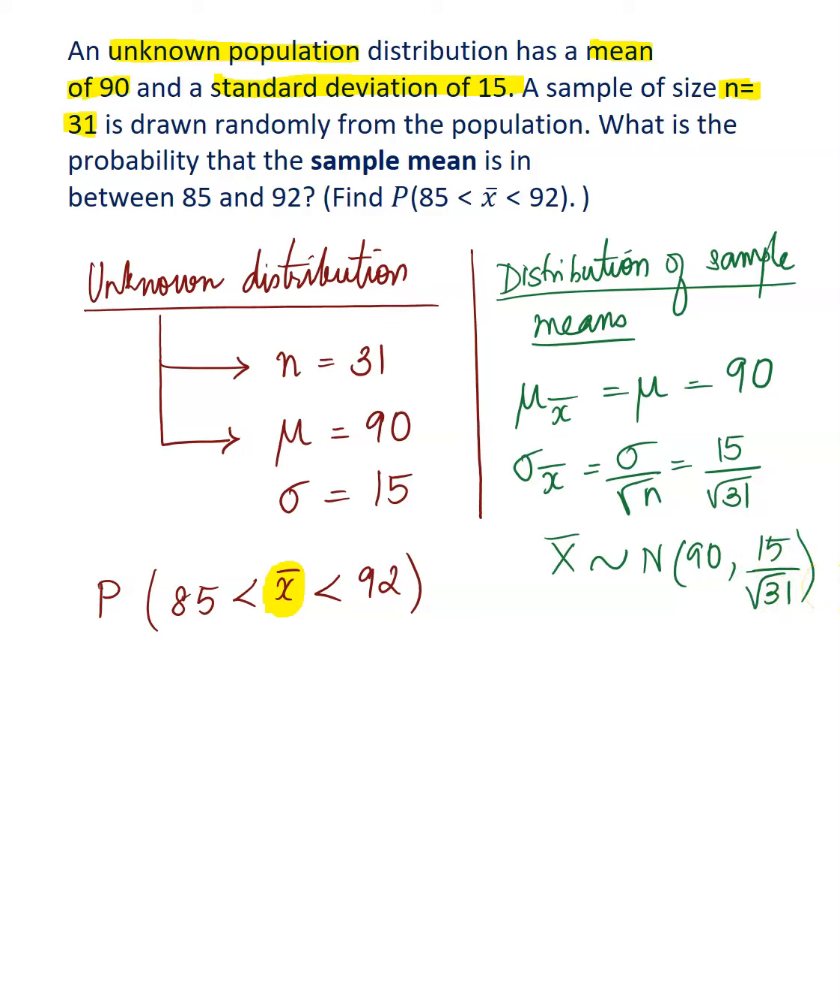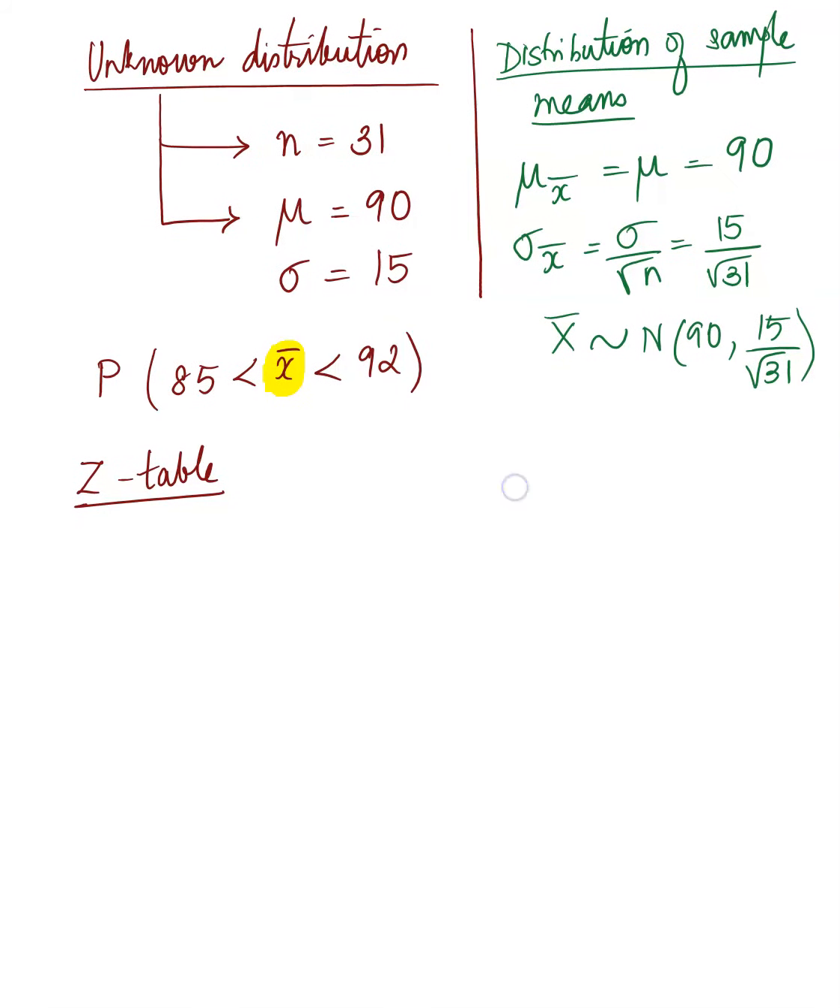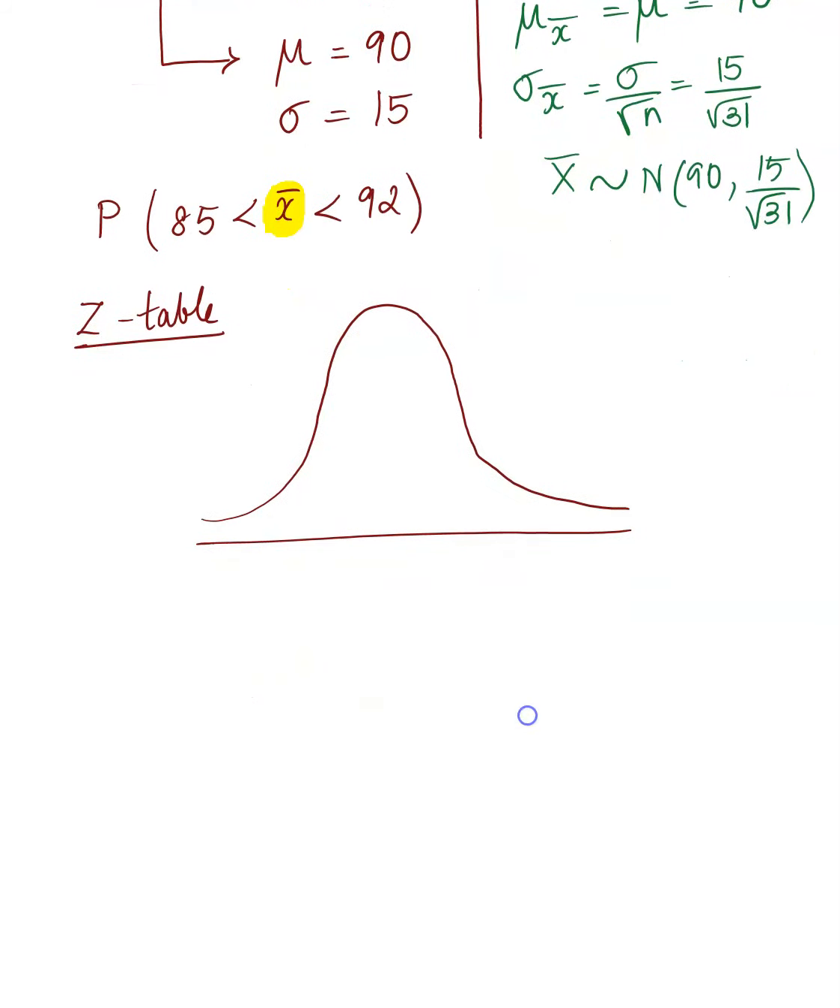Now, if we were to find this probability of x bar between 85 and 92 using the z table, I'll give you a gist of what we will do. We're going to use the calculator to compute these values.